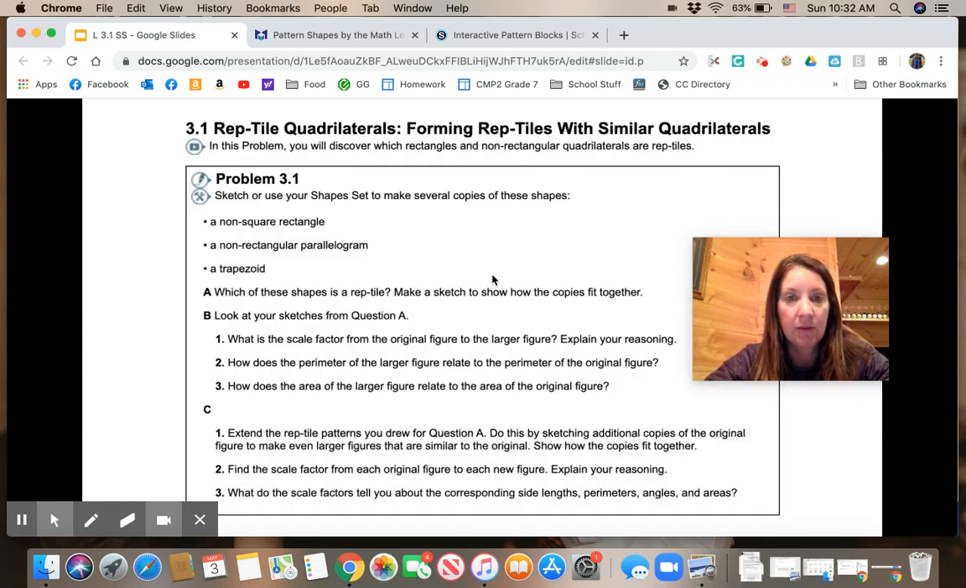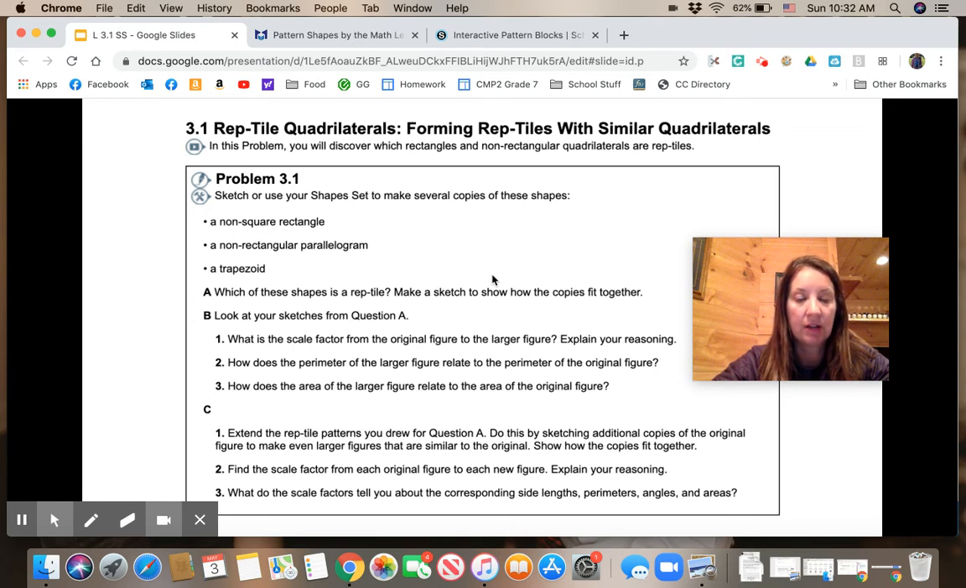In this problem, you will discover which rectangles and non-rectangular quadrilaterals are reptiles. It says sketch or use your shape set to make several copies of these shapes. This is where you might need that online pattern block. And then I'd like you to just sketch it out in your book. It doesn't need to be exact. You need to try these three shapes: a non-square rectangle, a non-rectangular parallelogram, and a trapezoid.